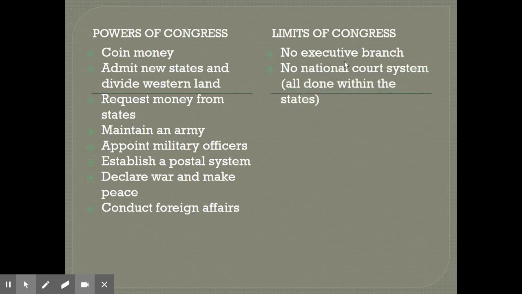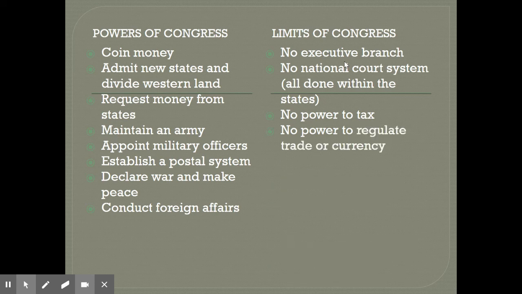No national court system, so it was all done within the states. They also had no power to tax. This was kind of the biggest one, because they had a lot of wartime debts and they couldn't pay those off because they had no power to tax. No power to regulate trade or currency. This was a big problem because they couldn't approve these things or make sure that currency was all the same. For example, states were starting to come up with their own currency, and this is a huge problem.